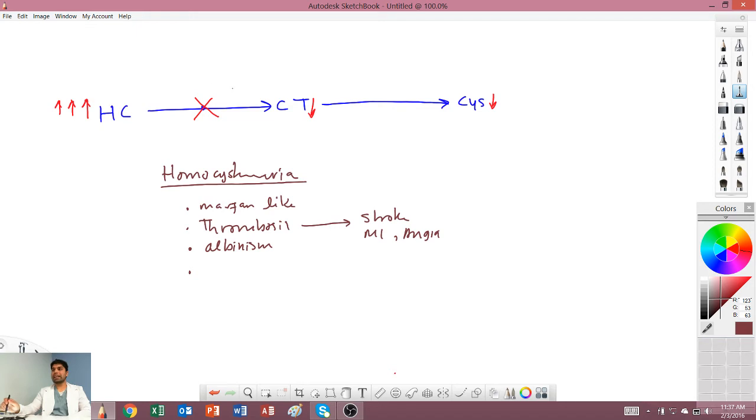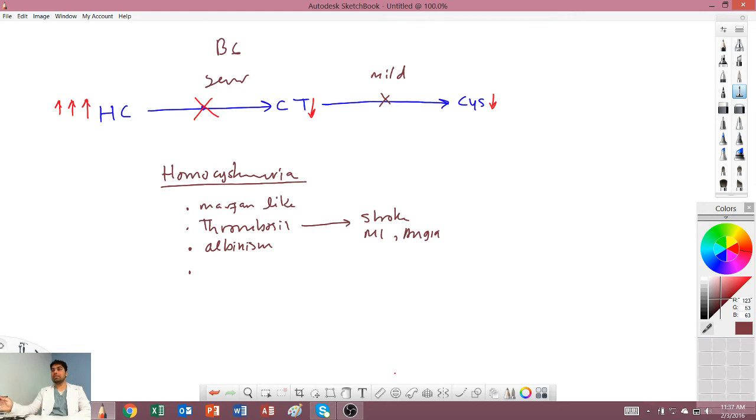Cysteine synthase. Cysteine, most common. But could it be caused by cysteine lyase? Yeah. Of course. This is severe, and this is mild. Okay. Could it be caused by B6 deficiency? Yeah. You better believe it.